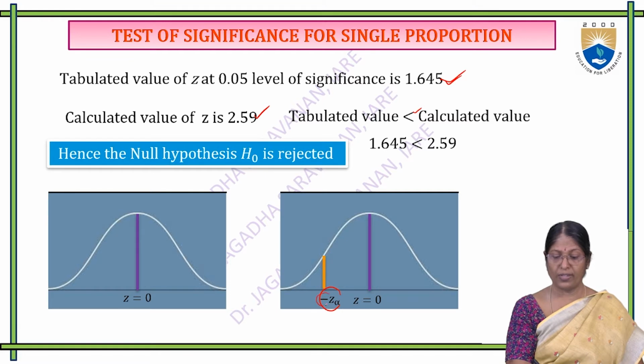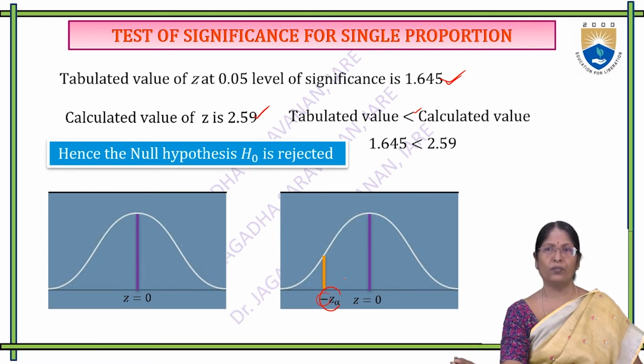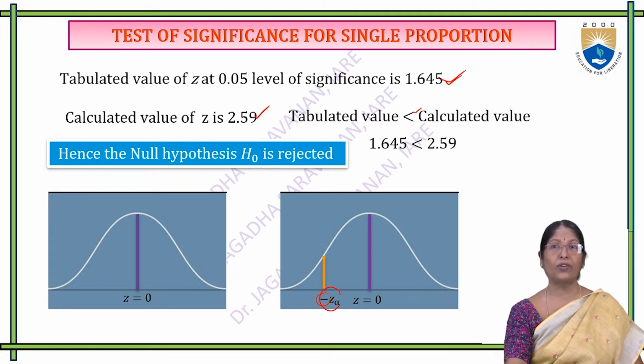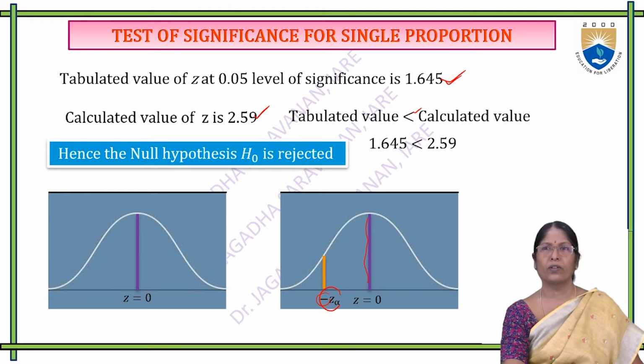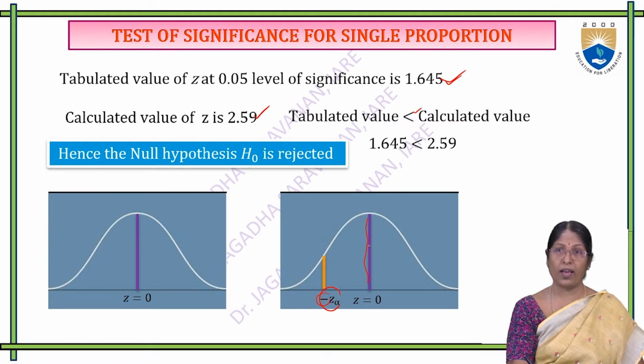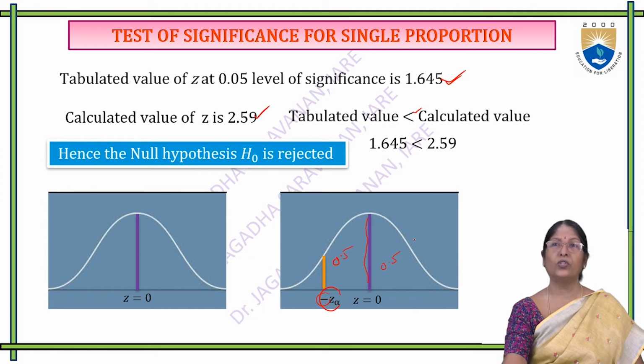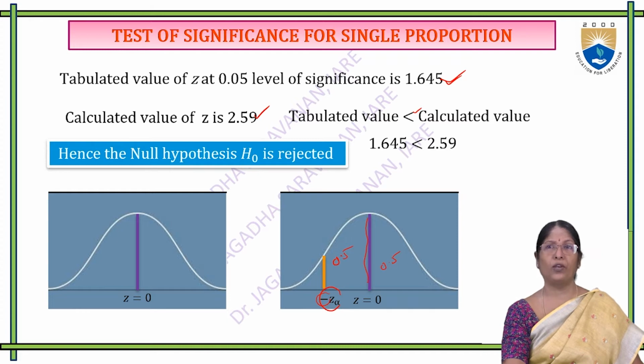Just now we have told that the negative sign denotes the direction of the tabulated value: here, the left side of this symmetric line. That is this vertical line which divides the area under the normal curve equally. This is 0.5 area and this is 0.5 area. Here our tabulated value is 1.645, but the calculated value is 2.59.